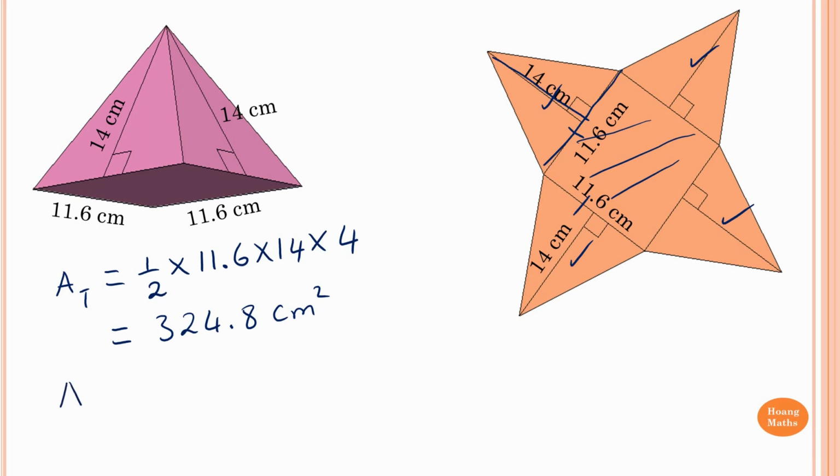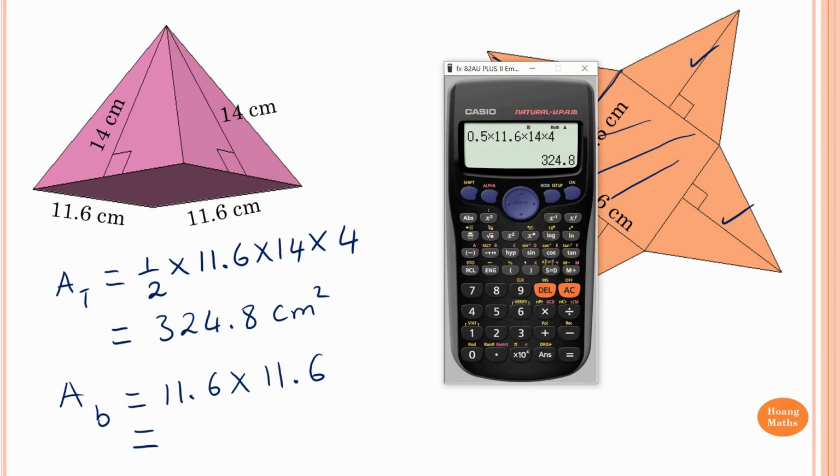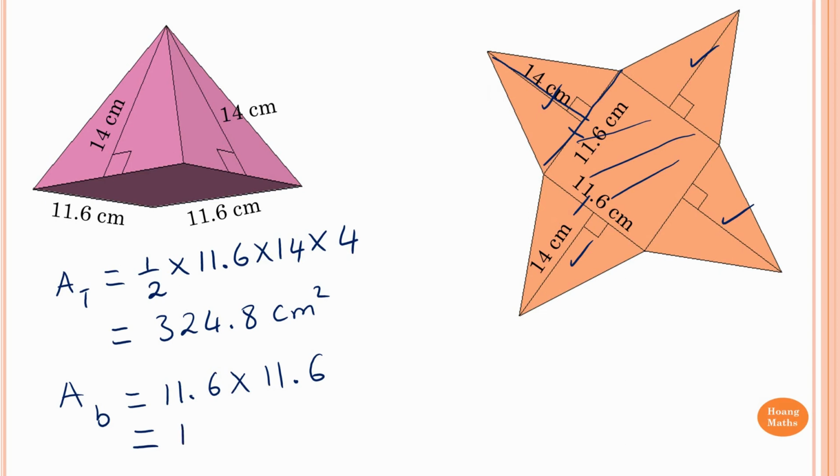So I just write area of the base, which is B we do. So 11.6 times 11.6, which equals, so 11.6 times 11.6 is exactly the same as 11.6 square. So you just type this, it's faster, that's all. 134.56. And don't forget, it's square centimeters.